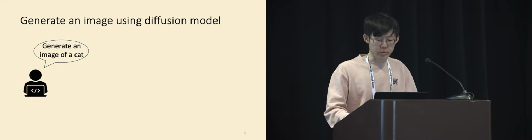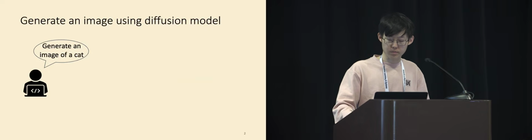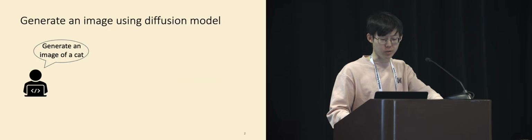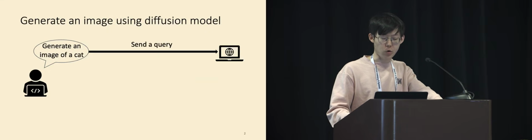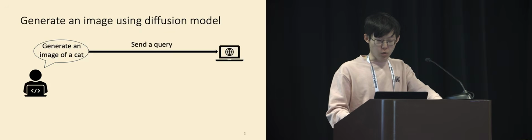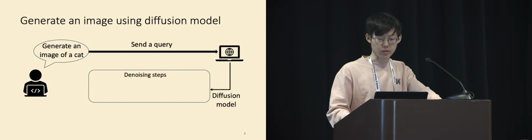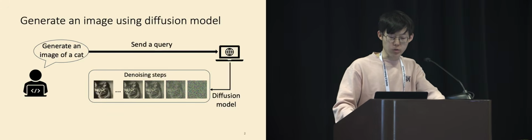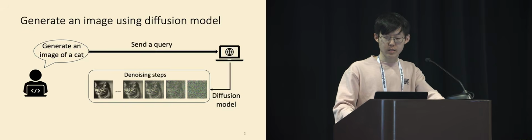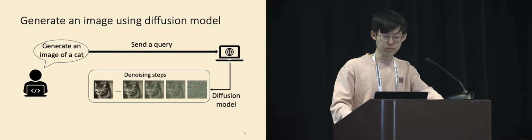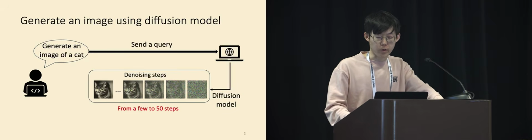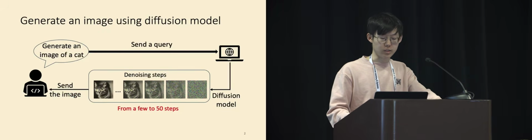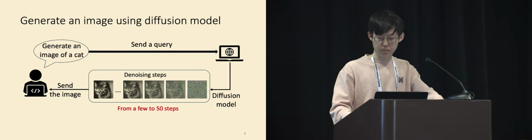Let's start with a quick overview of how a text-to-image diffusion model works. A user provides a prompt, in this case something like "generate an image of a cat." This prompt is sent as a query to a diffusion model server. What happens inside this model is a process called denoising. The model starts from pure noise and over many steps gradually refines the noise into a realistic image that matches the input prompt. The diffusion process can involve anywhere from a few to 50 steps depending on the model. Once the final image is generated, it is sent back to the user.